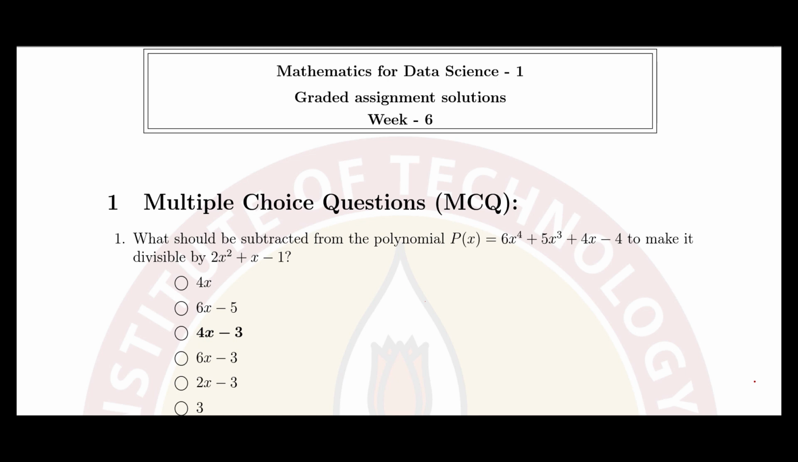What should be subtracted from the polynomial p of x equals 6x power 4 plus 5x cube plus 4x minus 4 to make it divisible by 2x square plus x minus 1? So let us see what is the remainder when p of x is divided by 2x square plus x minus 1. Suppose r of x is the remainder. Now it is enough to subtract this r of x from p of x so that it will be divisible by 2x square plus x minus 1.